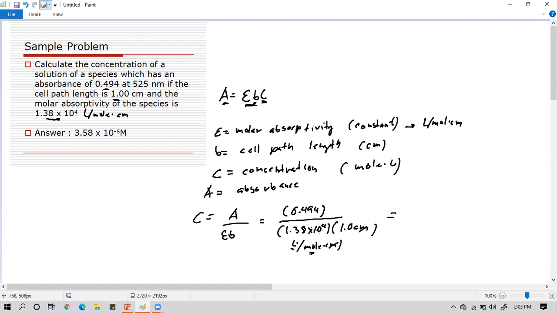So ayan, that is 3.579 times 10 raised to negative 5 moles per liter. So ayan, ang sagot natin. Okay? So take screenshot, guys, so we can proceed on our next problem.